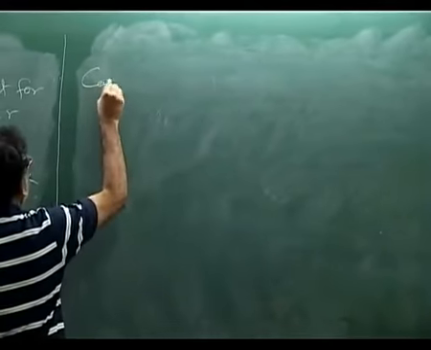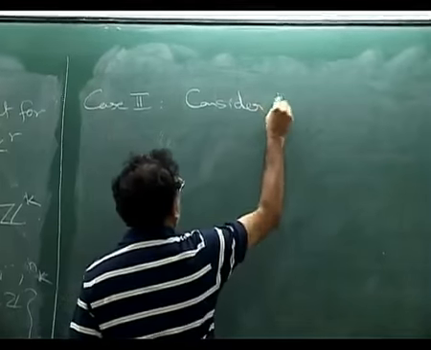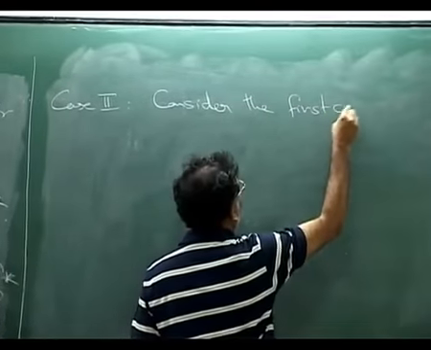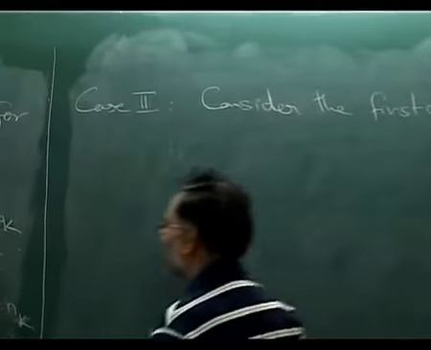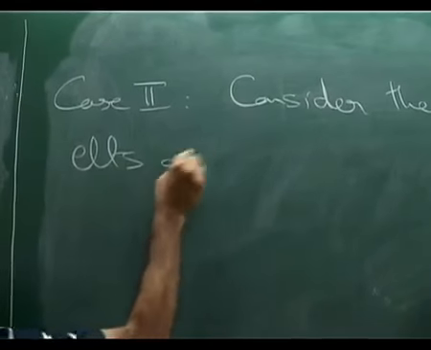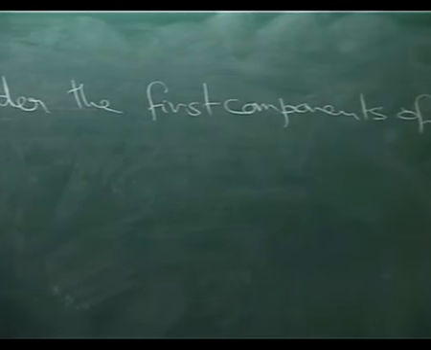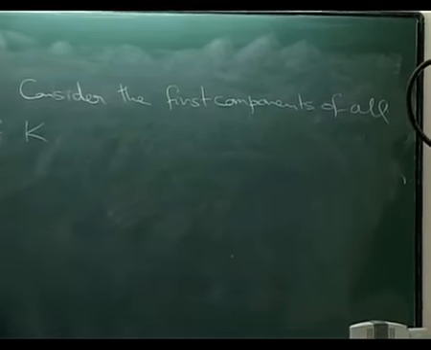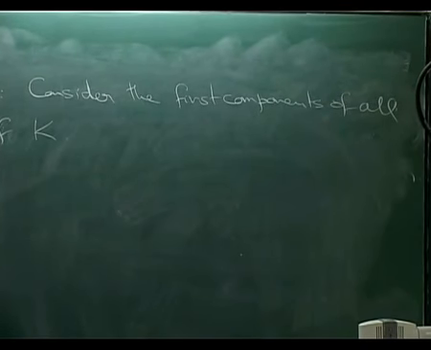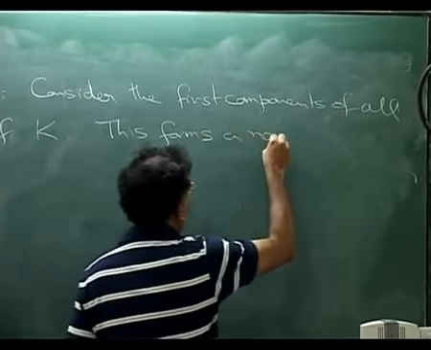Else, consider the first components of all elements of K. We know that it's not only 0. There are some elements in K whose first components are non-zero. So let's consider the set of the first components of all elements of K. I claim that this forms a non-zero subgroup of Z.